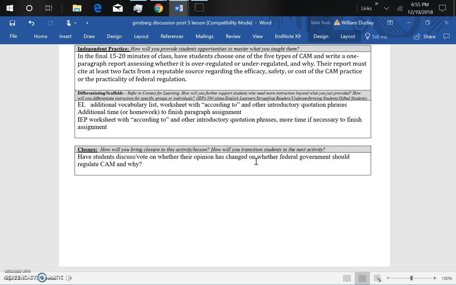And for closure, maybe do another vote like we did at the beginning of class. Have they changed their mind, and see if people have changed their mind, whether more or less regulation of CAM is necessary.